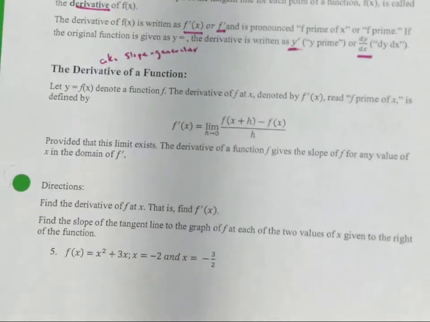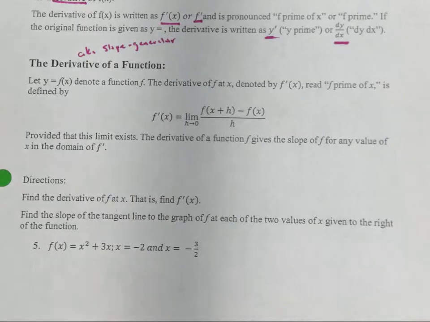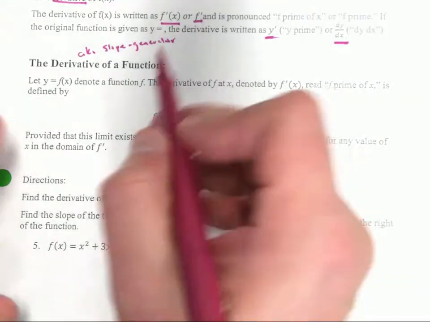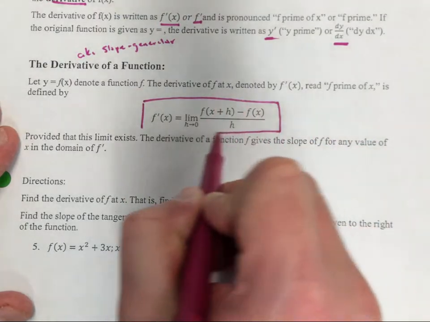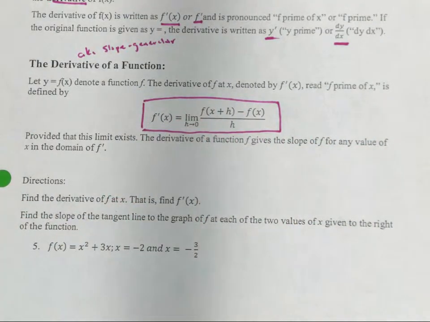So, here's the formal definition for a derivative. It says let y equals f of x, denoted function f. The derivative of f at x, denoted by f prime of x, is defined by this. This is the formal definition. This does take a little while. I'll show you shortcuts on Thursday, Friday, but that's what we're going to be practicing today and tomorrow.